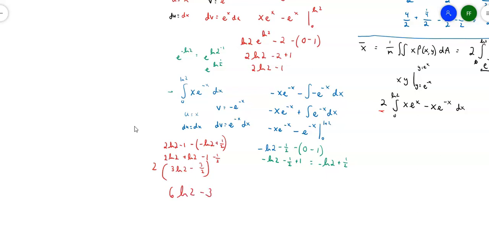So what is my center? My x-coordinate is 6 ln 2 minus 3. My y-coordinate is 9/8, and that's the center of mass. We'll take a look at a couple of other density examples in the next video.